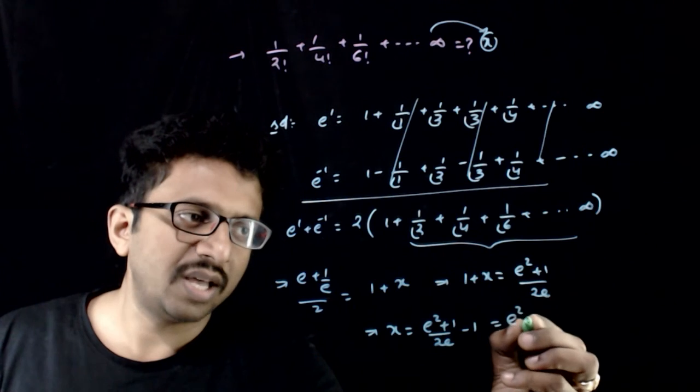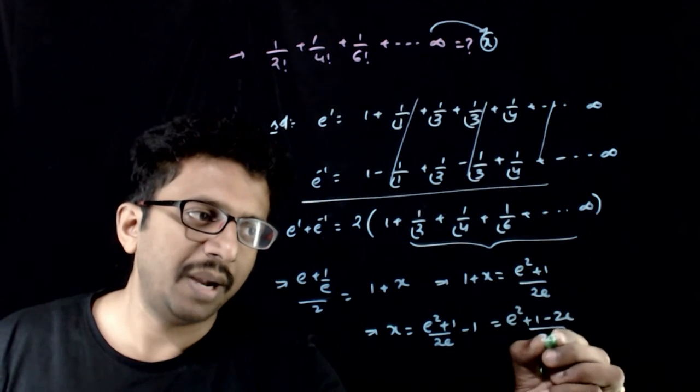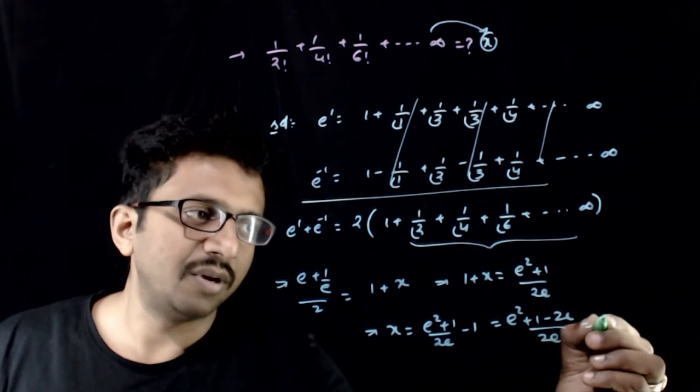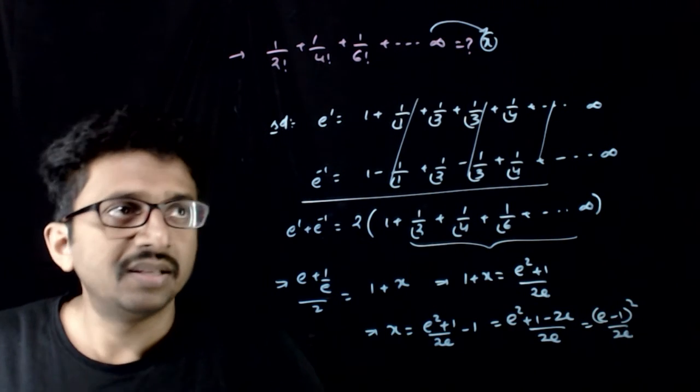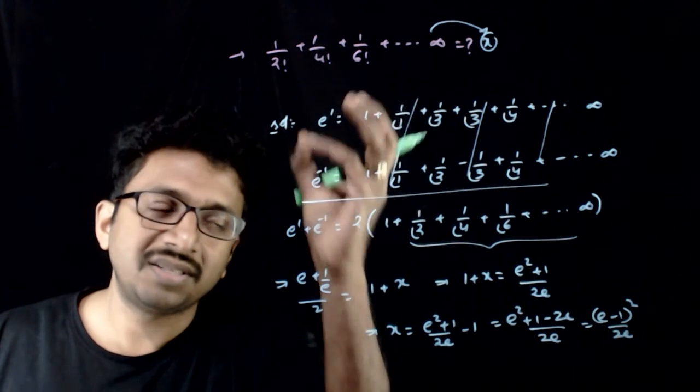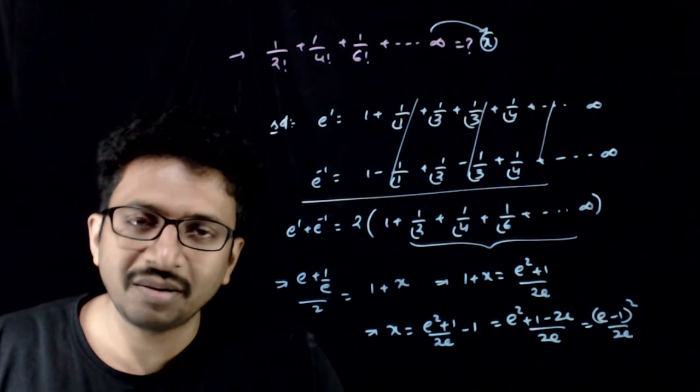That is equal to e square plus 1 minus 2e by 2e. That is equal to e minus 1 whole square by 2e. So the sum of the sequence is e minus 1 whole square by 2e.